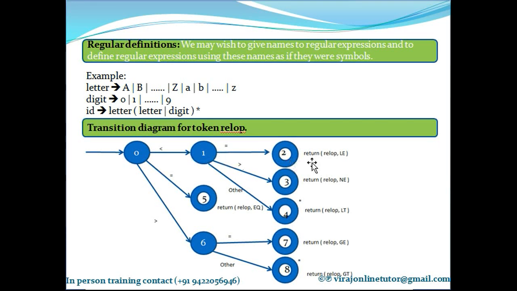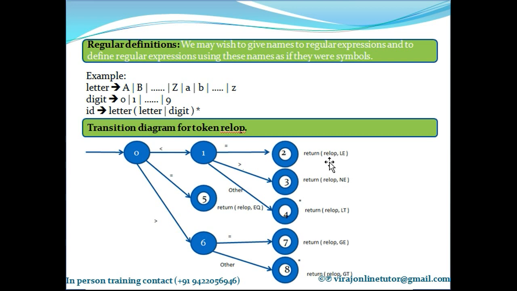If you find less than equal to, return to the parser that this less than equal to belongs to the token relop, and pass an attribute LE. The attribute needs to be passed because the parser needs to know which of the relational operators we have found, because there are different relational operators: less than, equal to, greater than, greater than or equal to, not equal to. So lexical analyzer will find that all these relational operators boil down to a token called relop.